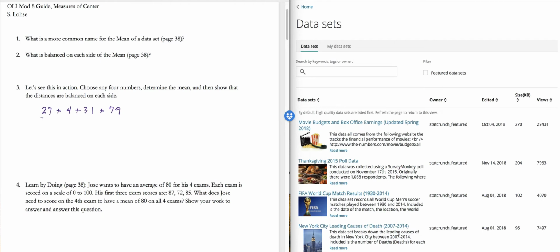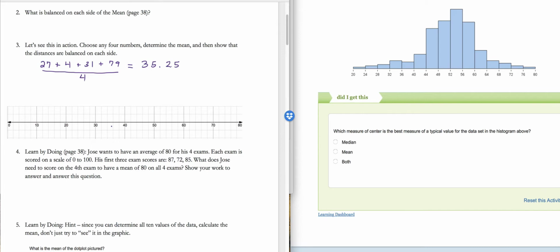To find the mean, we know just like an average, you add them up, you divide by 4. So this comes out to 35.25. And this number line I've given us, I want to put the mean on there first. So 35.25 is maybe about here. Let me draw us a fulcrum. There is our balancing point. So again, that is at 35.25. And let's go ahead and locate all of our data.